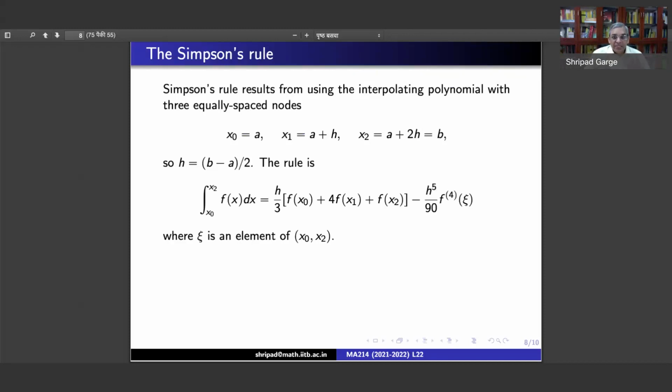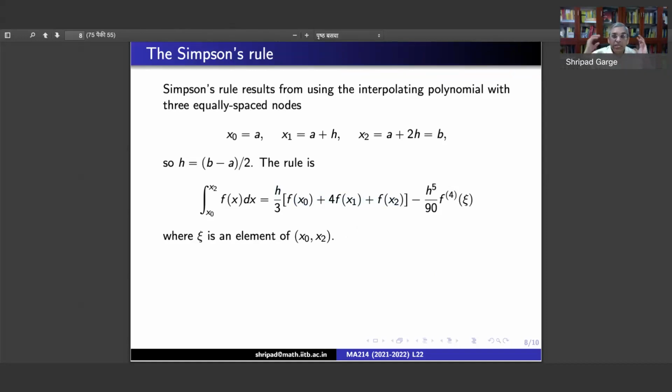And I will just straight away tell you the rule. The rule is that the integral from x0 to x2 of f(x) dx is h by 3. There is an h by 3 here; for the trapezoidal rule, we had h by 2. So h by 3 times f(x0) plus 4 f(x1) plus f of x2, and the error is in the order of h power 5. Now this should come as a surprise because the error for the trapezoidal rule was in the order of h cube, where we used a degree 1 polynomial, and this is a degree 2 polynomial.